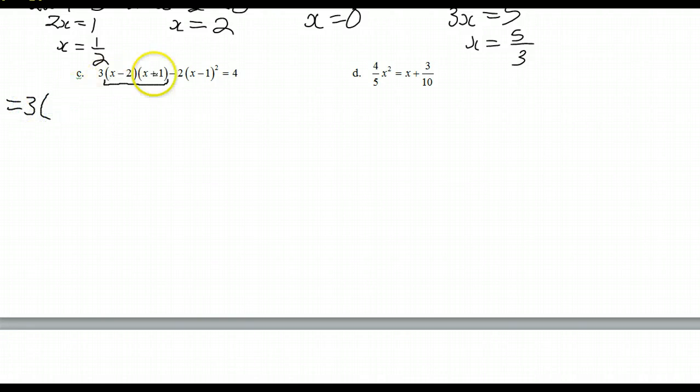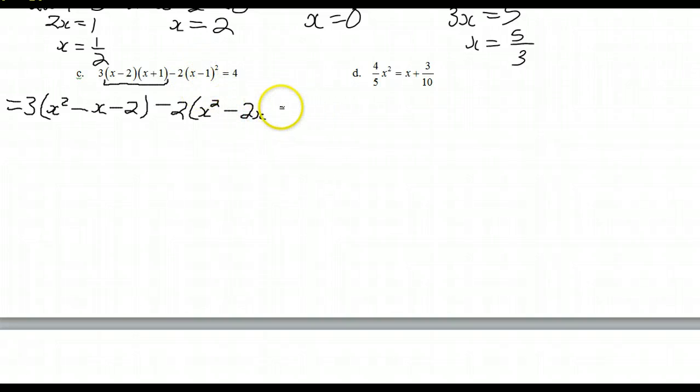So 3, this simplified. Okay, we get x squared. We've got to FOIL this, right? Plus 1x minus 2. Plus 1 minus 2 is minus 1x. So we just write minus x. And minus 2. Minus 2 times. We're going to square this binomial. Now the quick way to square a binomial: square the first term, x squared. Multiply the 2 together, gives me minus x. Double it, minus 2x. Square the last term, plus 1.